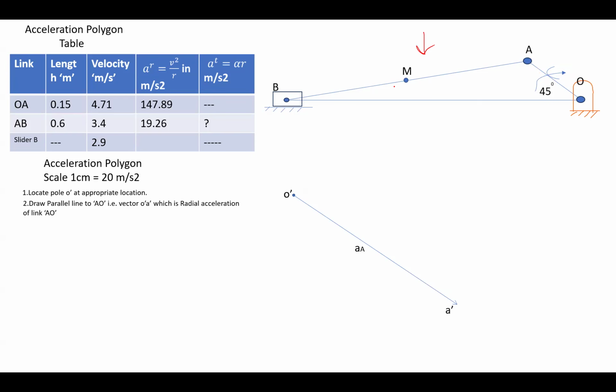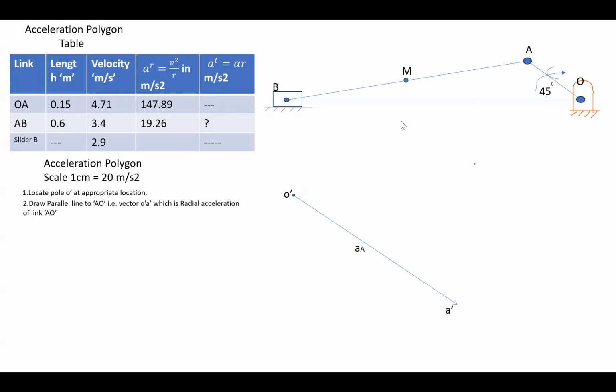After drawing that, the next link is the AB link. This AB link will have two components: one is radial and the second one is tangential. The radial component of AB will act toward the center. The center is A. Always remember, if both points of link AB are moving, A is moving and B is also moving, the center will be A. So the radial component will act toward the center, which means it will go in this direction for link AB. So remember this.